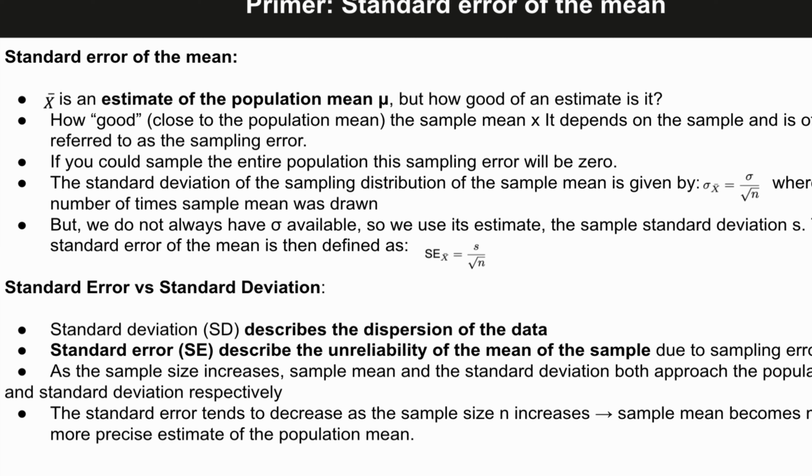When you're drawing out the sample, the standard deviation of this particular sample is a function of the total variance you have in your population. However, we don't have access to it. How does it come to sigma square by n?